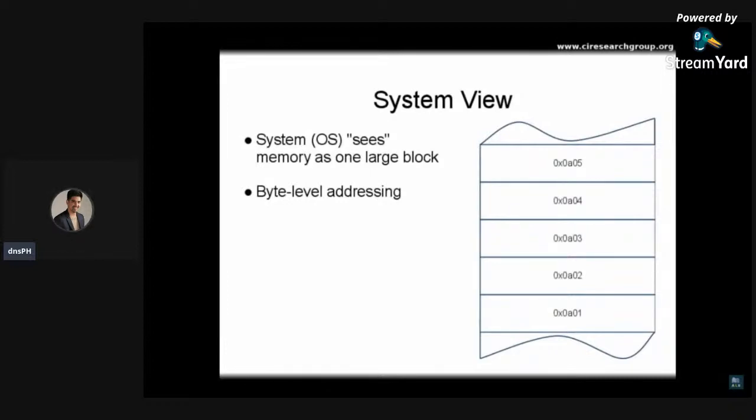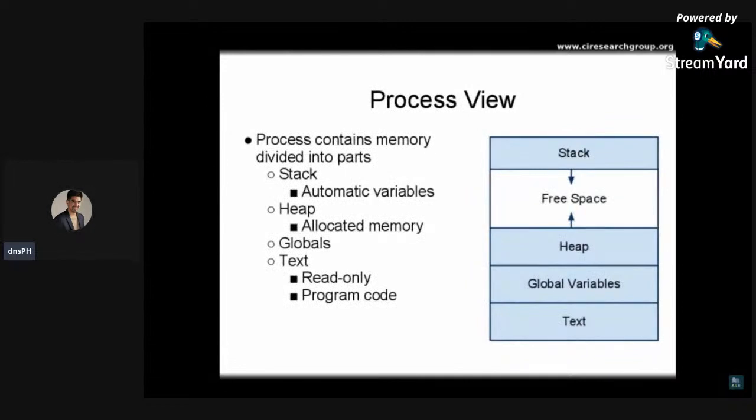Thus, a 64-bit architecture is required for systems with more than 4 gigabytes of RAM. Each process, or running instance of a program on a system, uses a different view of memory. Process memory is divided into several pieces: the stack, the heap, global variables, and the text segment.